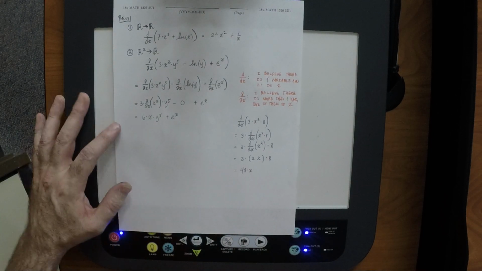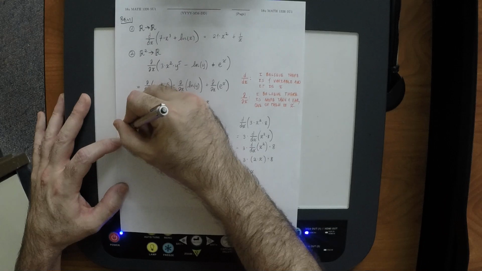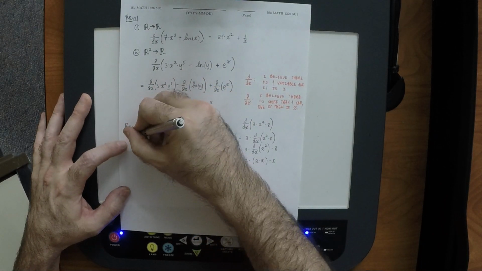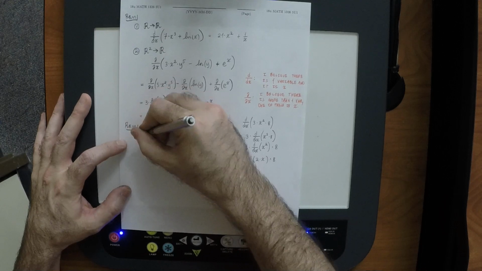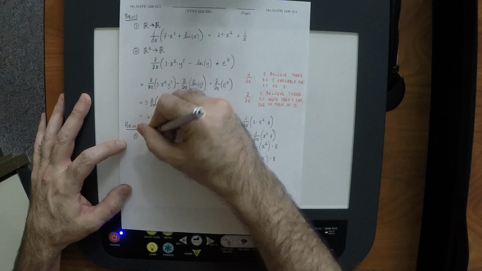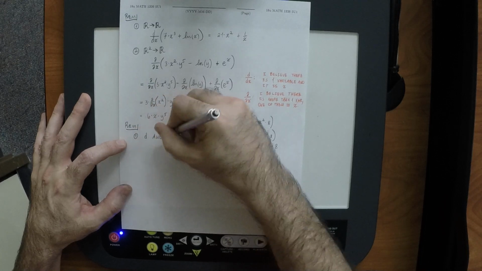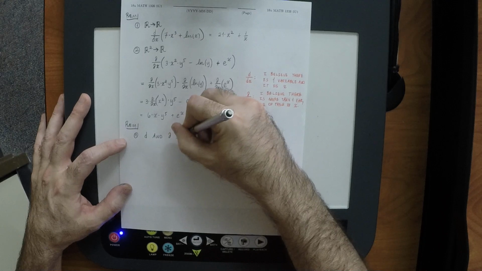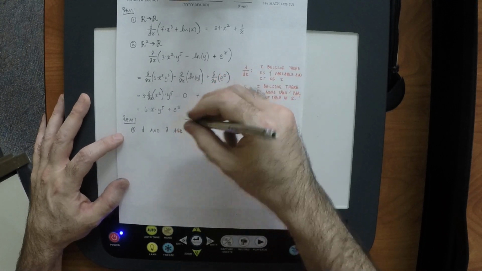Okay. Now, one brief thing I want to mention here, and that is, d and partial are different. So they're written differently.